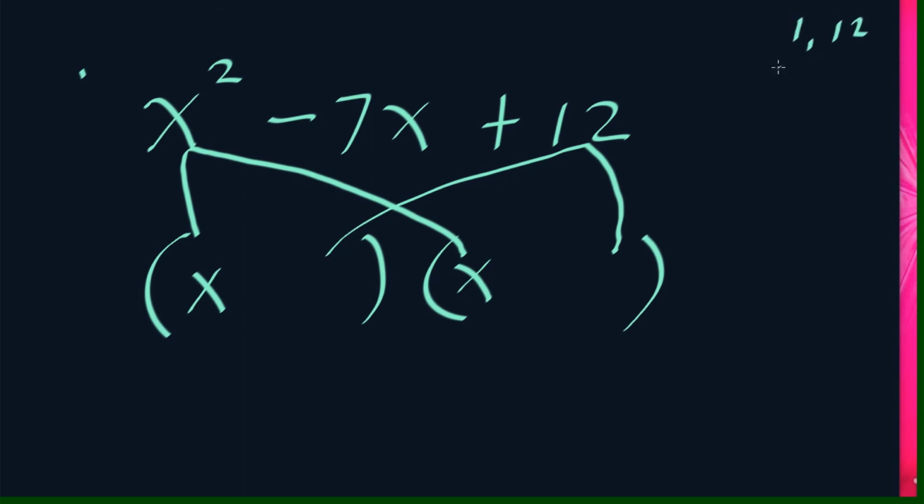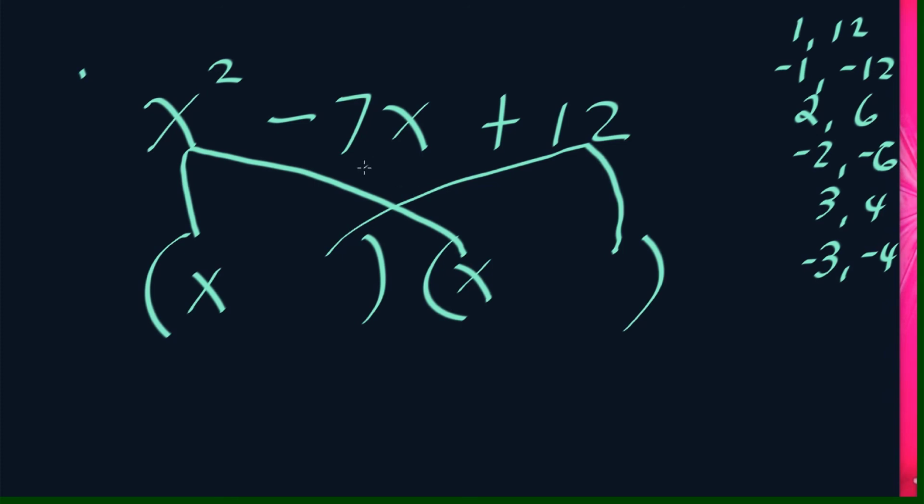1 and 12. Negative 1, negative 12. Okay, 2 and 6. Negative 2, negative 6. Okay, 3 and 4. Negative 3, negative 4. Okay, look at the middle sign and middle number. It's a negative 7. So like what I said earlier, it's always best to start with two numbers that are closer to each other, which is 3 and 4. Now the middle sign is negative, so that tells us to use the two negatives right here. Negative 3 and negative 4 is still going to be positive 12.